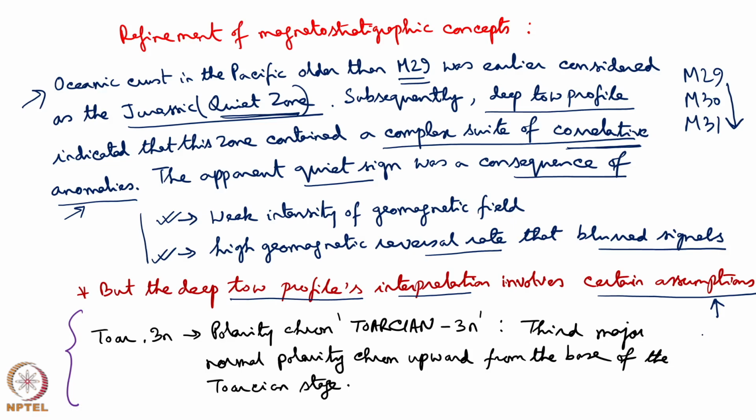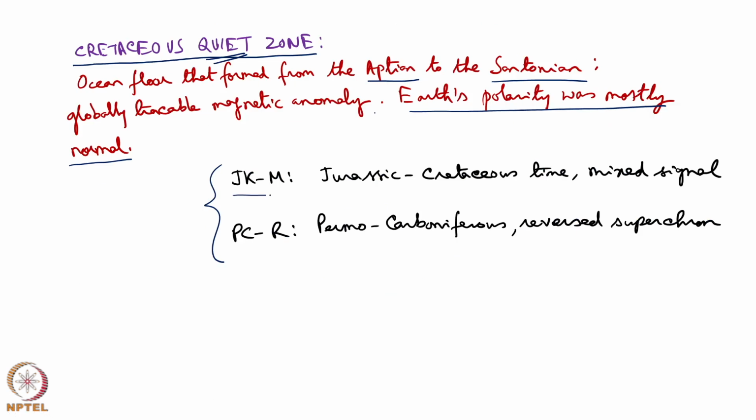Let us look at a few other terminologies. Tau.3n indicates polarity chron Toarcian-3n. What does it mean? It means the third major normal polarity chron upward from the base of the Toarcian stage. So, such writing can be found. Another one, JK-M, means Jurassic-Cretaceous time with mixed signal. Earlier we wrote N and R for normal and reverse polarity, here M is indicating mixed signal.